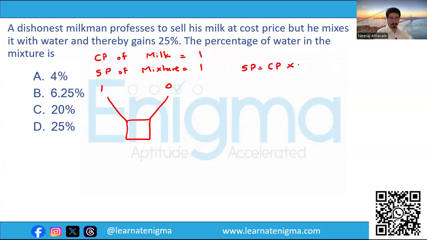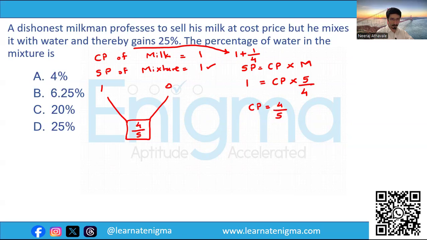the formula selling price equal to cost price into multiplier. Now the selling price is 1 as we have seen here. Cost price we have to find out. Now the multiplier here for gain of 25% will be 1 plus, because it is gain, it becomes plus, and 25% fraction equivalent is 1 by 4. So 1 plus 1 by 4, that becomes 5 upon 4. So bringing 5 upon 4 on the other side, we get the cost price as 4 upon 5. So we'll write down 4 upon 5 here.